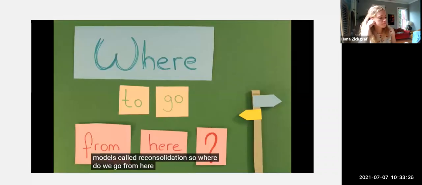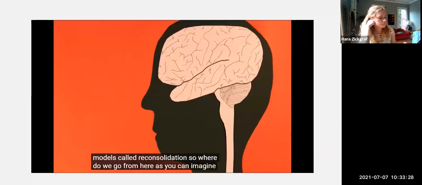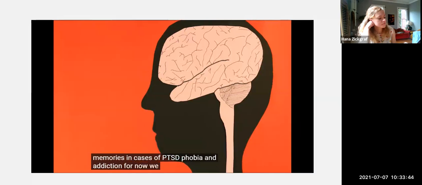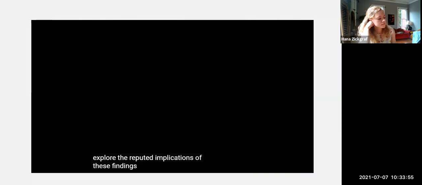So, where do we go from here? As you can imagine, interruption of reconsolidation could be a very useful strategy for therapy, if it is used in the right way. In fact, recent studies reported promising results in impairing problematic memories in cases of PTSD, phobia, and addiction. For now, we need to conduct more experiments to confirm these promising results, understand the reconsolidation process better, and explore therapeutic implications of these findings.